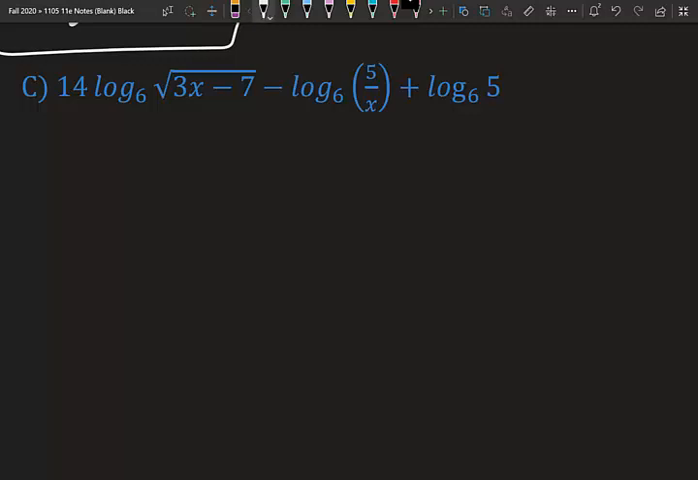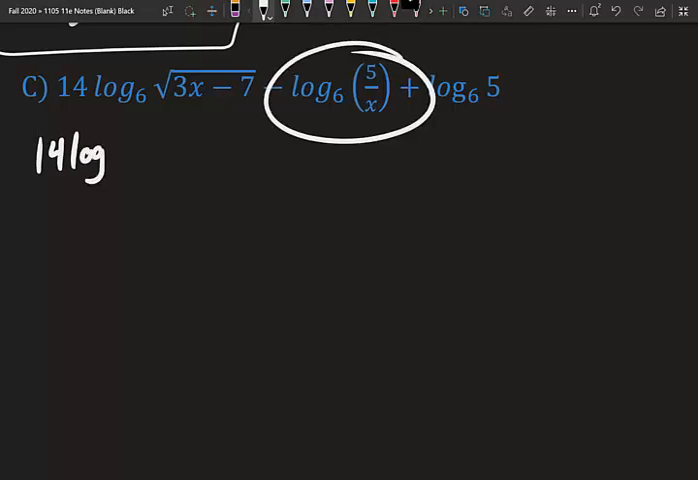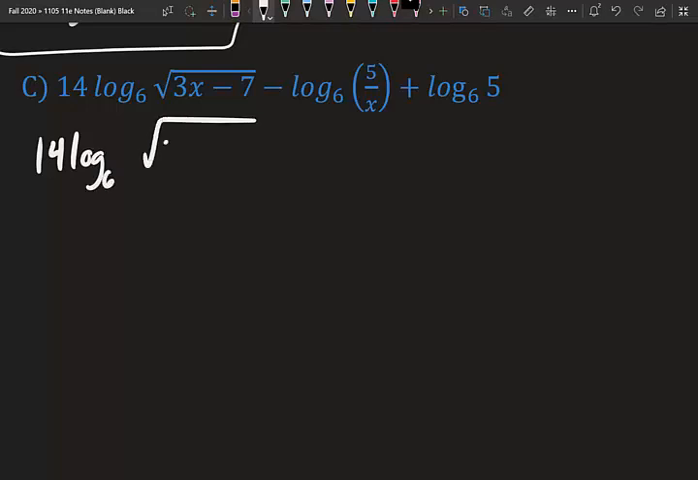So I need to fix this. I need to fix that. My bad. We need to fix this. So when we fix it, it's being divided. So we're going to use property 3.